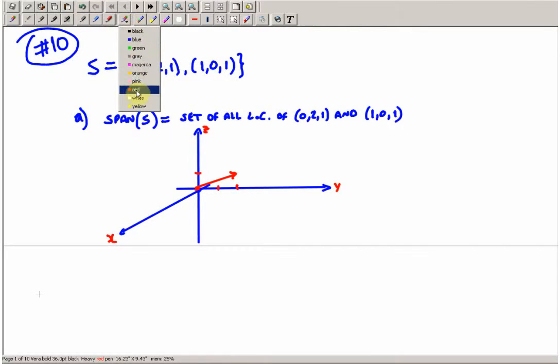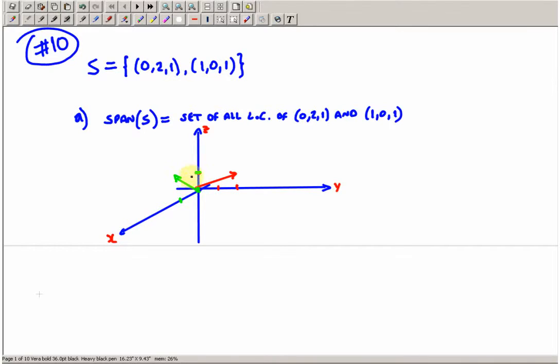Let me draw with a different color here. Let's pick green. x is 1, and then y is 0 and z equals 1. So that would be this vector right here.